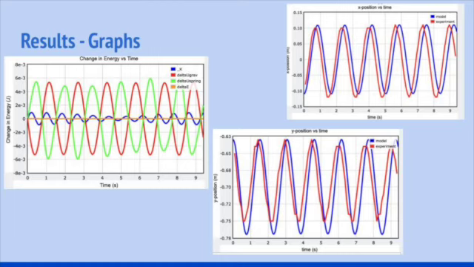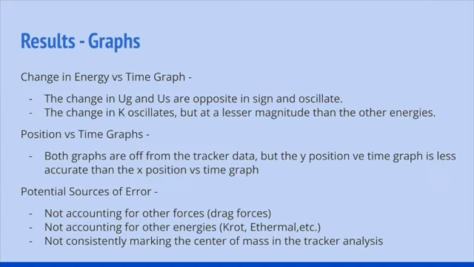We see in our x position versus time graph that they're pretty similar, but our y position versus time graph does have some discrepancies. Some potential sources of error include not accounting for other forces such as drag forces, not accounting for other energies such as rotational kinetic energy or thermal energy, and not consistently marking the center of mass in our tracker analysis.